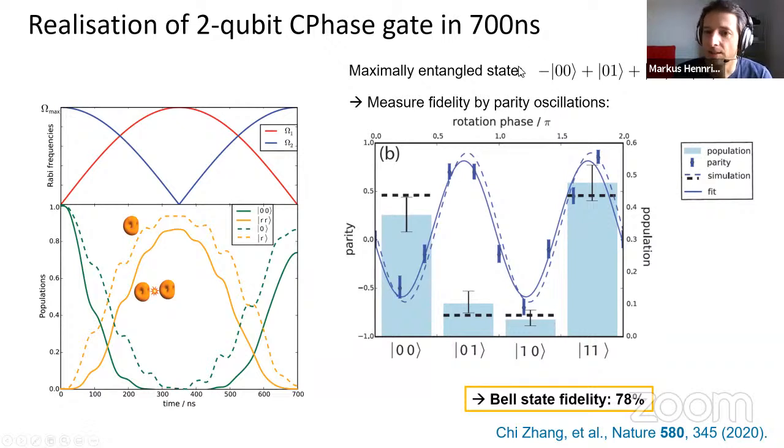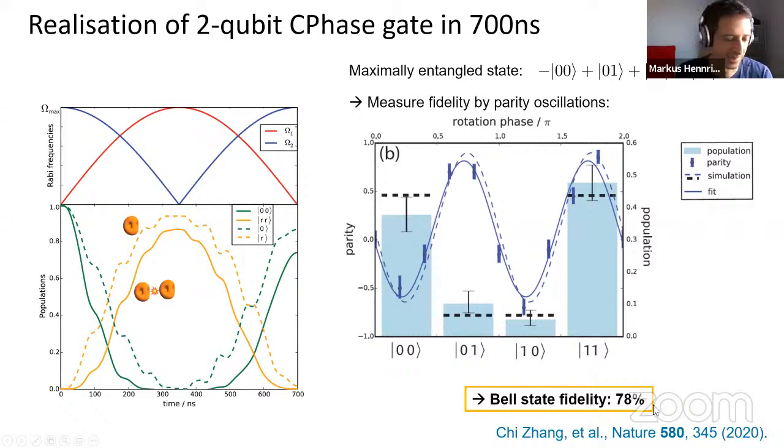So with the populations, you measure the diagonal elements of the density matrix. With the parity oscillations, you measure the off-diagonal elements of the density matrix. With that, you can characterize the fidelity of your state. So from parity oscillations, you can characterize the fidelity of this maximally entangled state with this kind of a rotated Bell state. And what we get as a fidelity of that rotated Bell state is something like 78%.